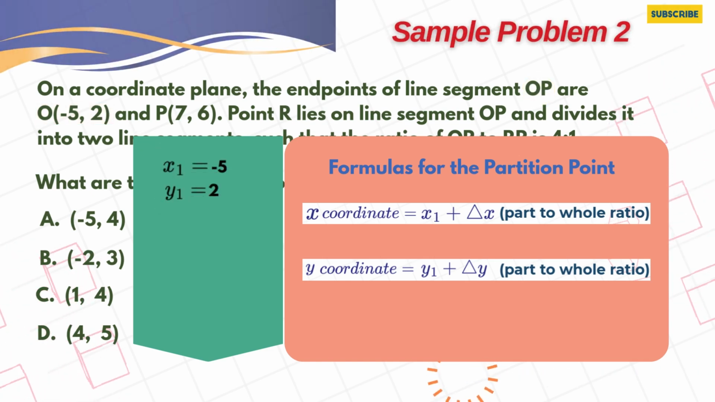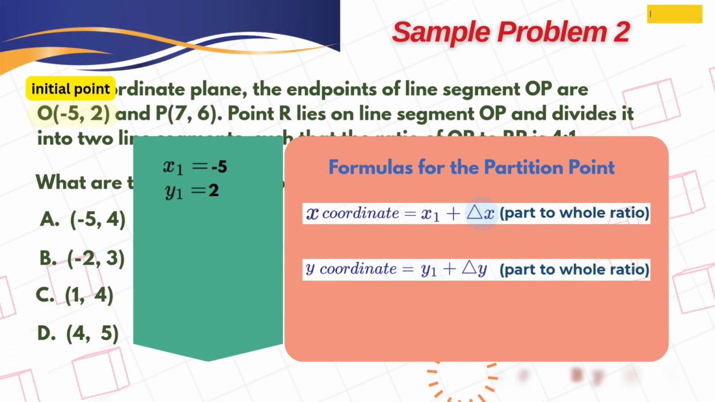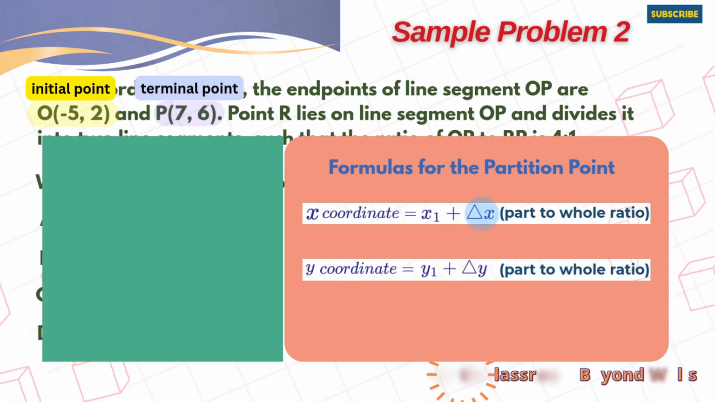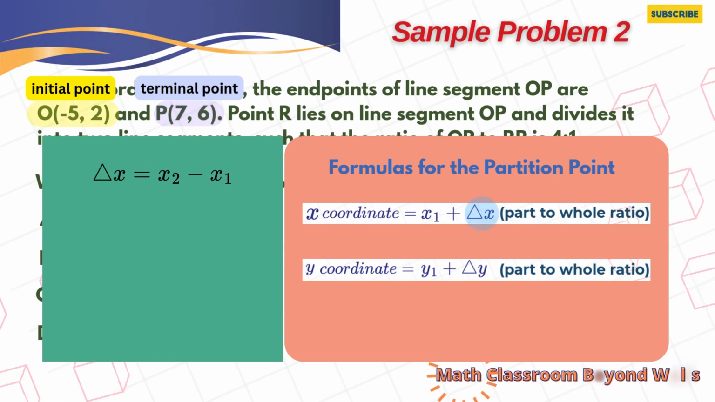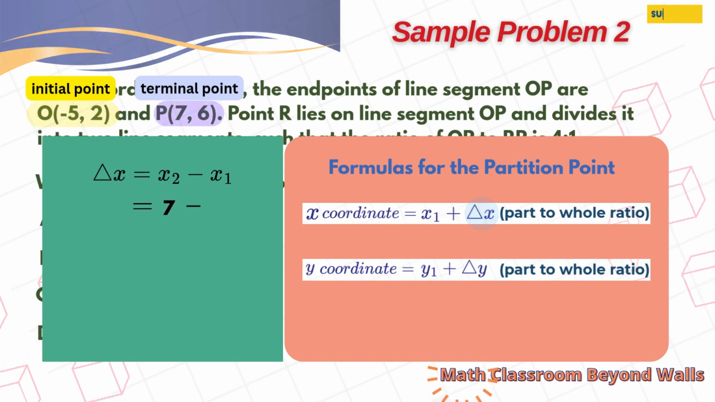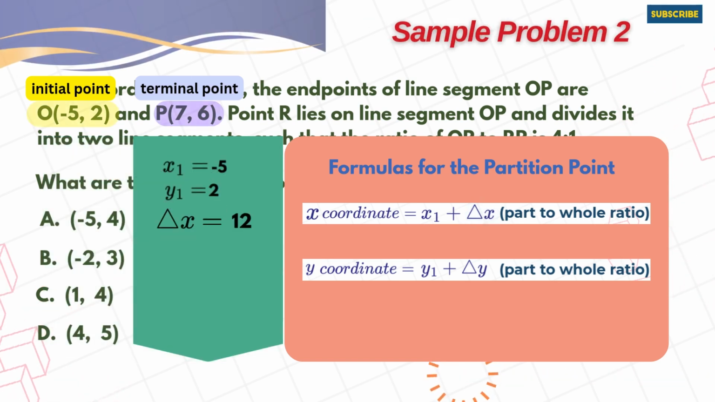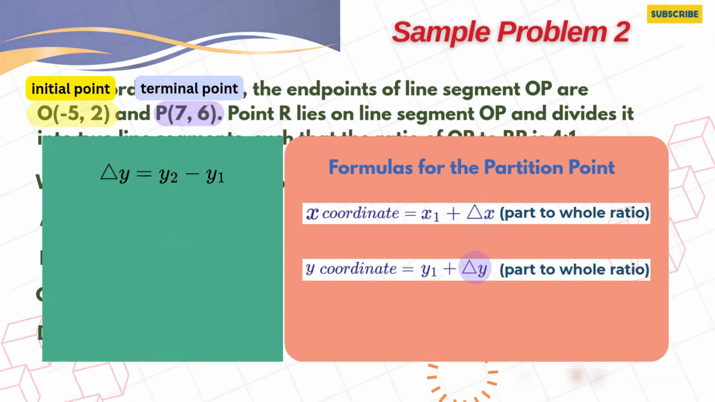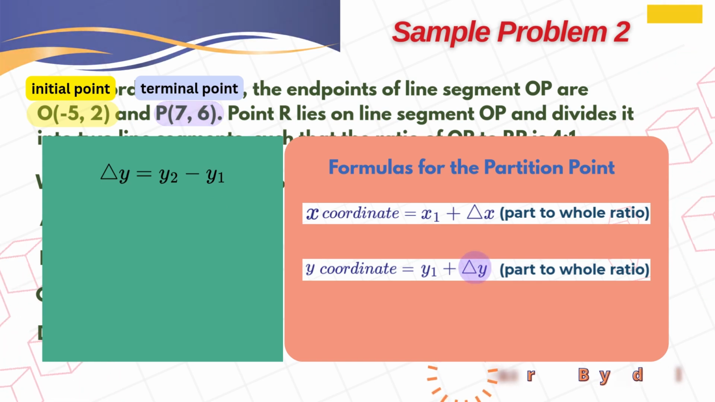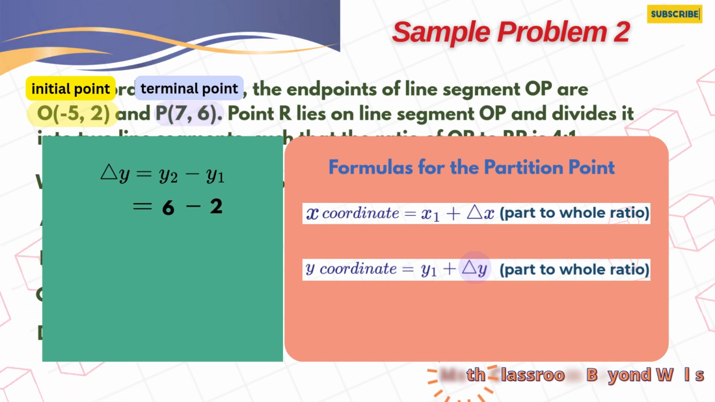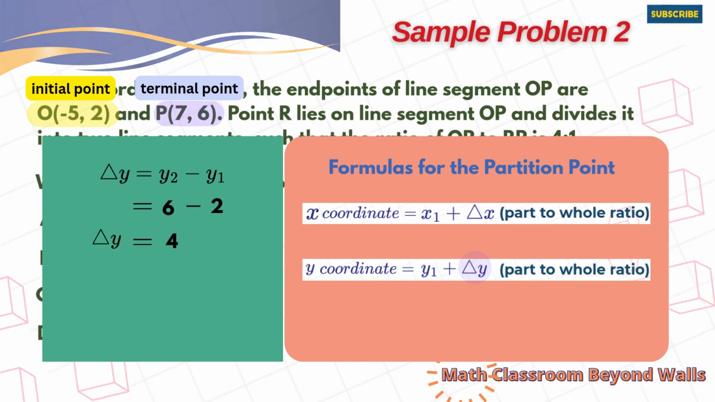Next, we get the change in x. Here, the initial point and the terminal point are needed. Plugging in the values into the change in x, we have x2 minus x1, 7 minus -5. 7 minus -5 gives us 12. So the change in x is 12. Plugging in the values for the change in y, where you have y2 minus y1, we have 6 minus 2. 6 minus 2 is equal to 4. So the change in y is 4.